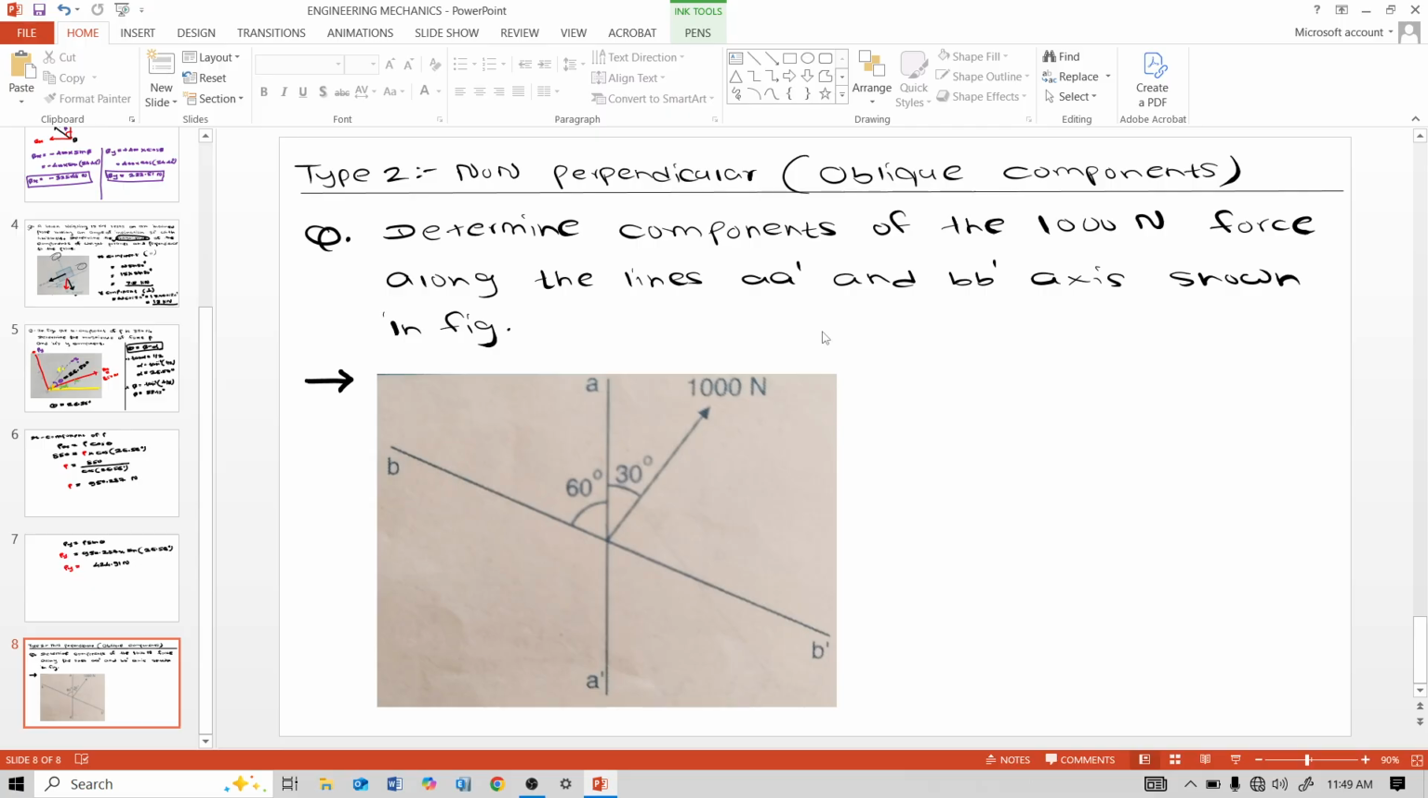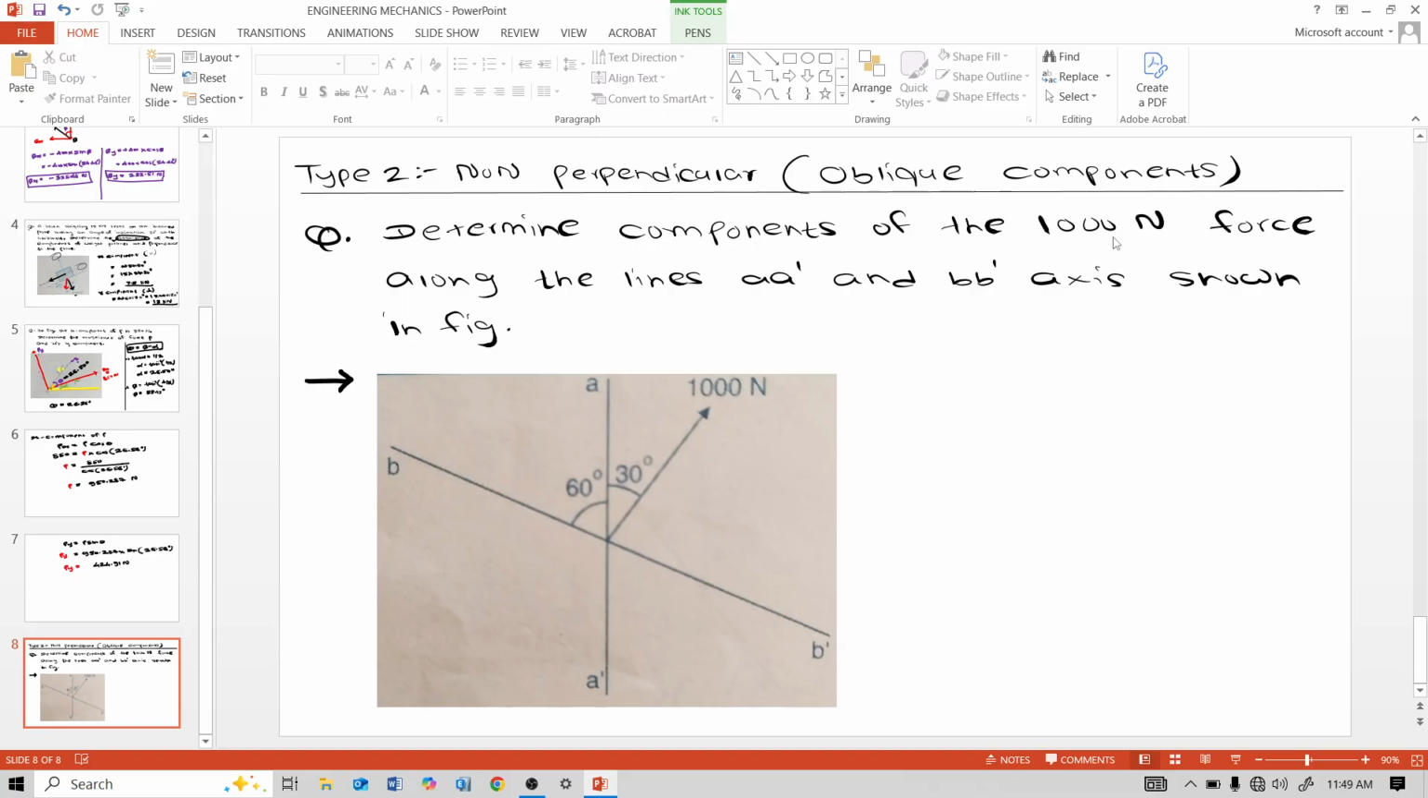So today we will see the resolution of forces chapter, type 2 numerical. This type 2 numerical is about non-perpendicular oblique components. Whenever we calculate oblique components, the formula will change. So first of all, let us understand this question.